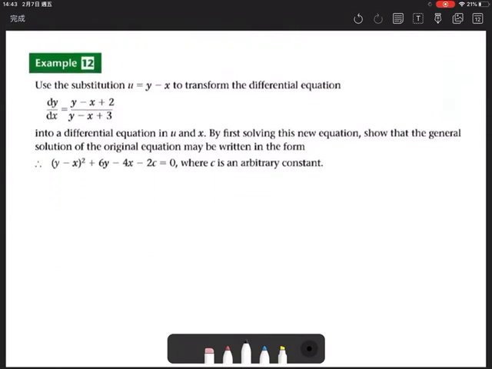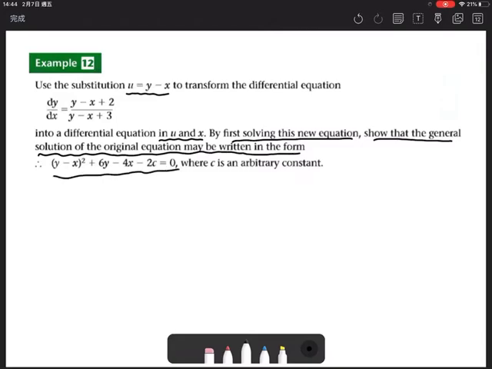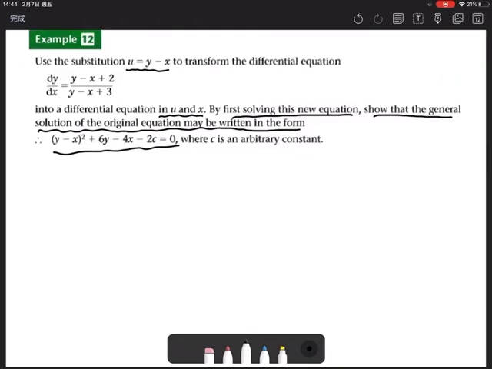And now let's move to example 12. For example 12, the question requires us to use the substitution u equals y minus x to transform the differential equation into a differential equation in terms of u and x. So by first solving the new equation, show that the general solution of the original equation may be written in the form like this. Okay, so now let's see. Finally, we should write the answer in terms of u and x.